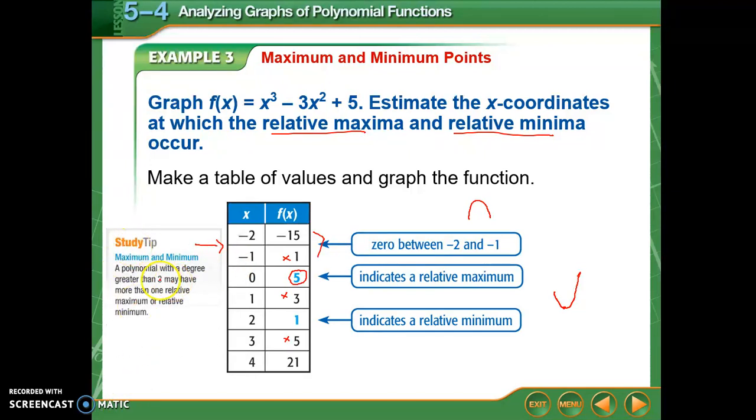This is just a study tip from the book. A polynomial with a degree greater than 3 can have more than one relative maximum or minimum, right? Because I could wiggle around a bunch of times in the middle before I keep going, and each one of these points would be a relative maximum or a relative minimum point.